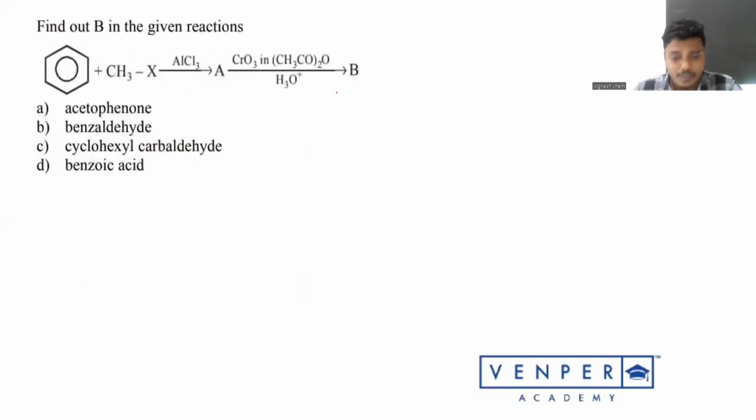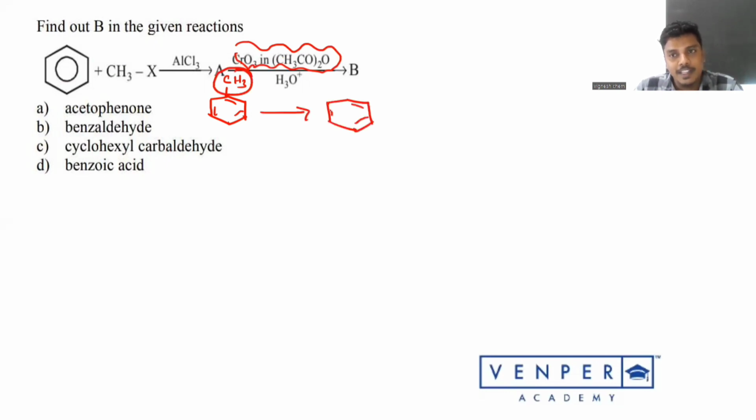This is also in a similar way. First one, Friedel-Crafts alkylation, right? Same, I get CH3. Now this is the Etard reaction, chromyl chloride, right? What is the product? This CH3 is converted to CHO. Similar to Etard, okay? In Etard, they use chromyl chloride. In this case, chromium oxide, right? What is the answer? Benzaldehyde is the answer. Option B is correct.